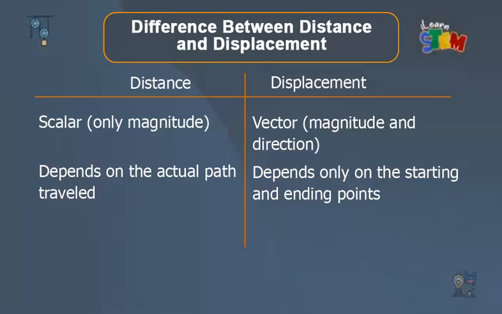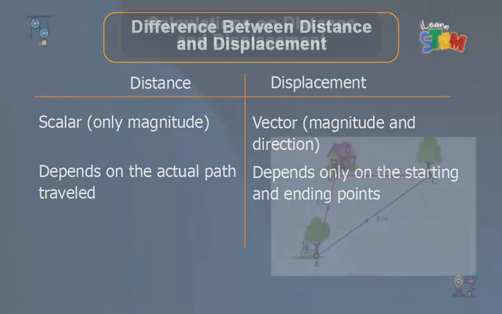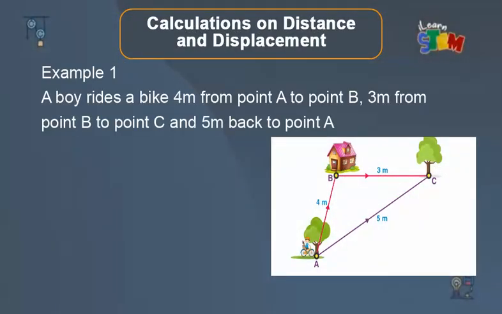Now, let's solve some problems on distance and displacement. Let's see this in action. Imagine a boy rides a bike 4 meters from point A to point B, and then 3 meters from point B to point C and finally 5 meters back to point A. Can you find the total distance traveled and the displacement?